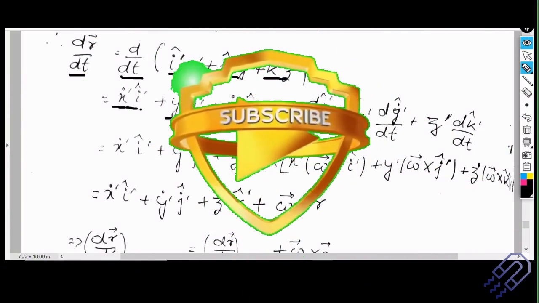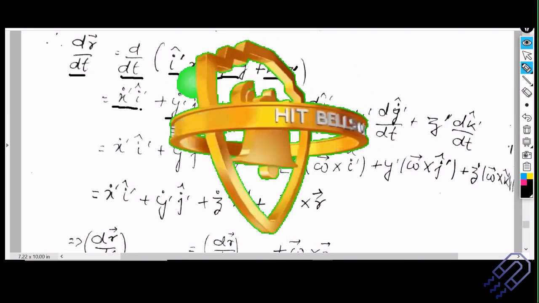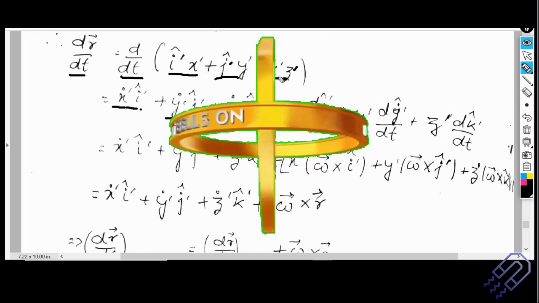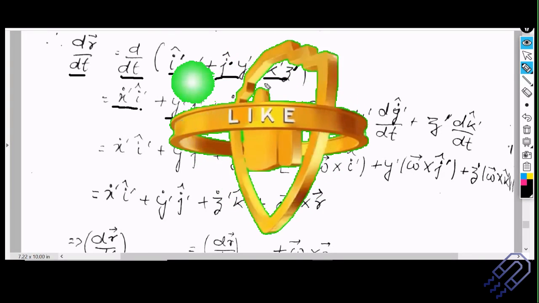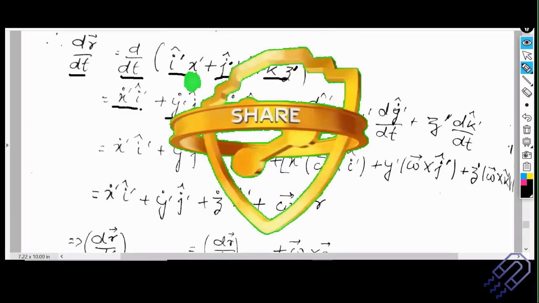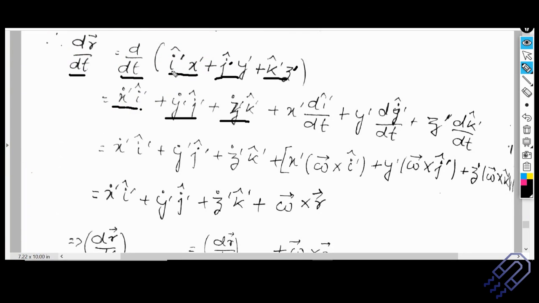You know that this i cap dash, j cap dash and k cap dash are also changing direction with time. That means we can't just differentiate with respect to x dash. We also have to differentiate i cap dash, j cap dash and k cap dash with respect to time. We do that by the product rule of differentiation. First we take the i cap dash terms common, then differentiate i cap dash, j cap dash and k cap dash with respect to t. After doing that, we get this, this, and this.